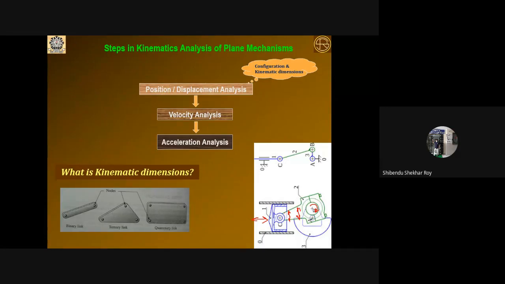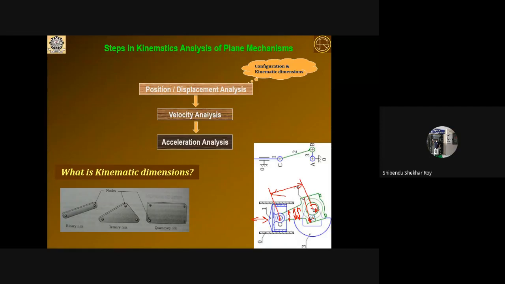So for that input-output motion analysis, that means displacement, velocity, and acceleration, this dimension, this side's dimension, this width, is not at all important. What is important is, from this center point to this center point, how much is the length? How much is the distance from this center point to the crank, the crankshaft?